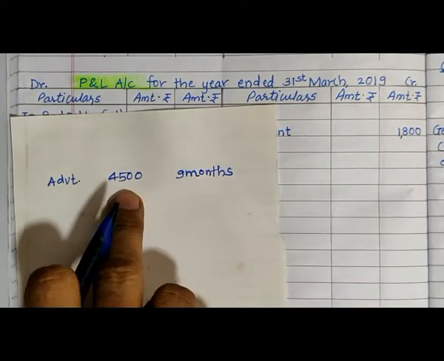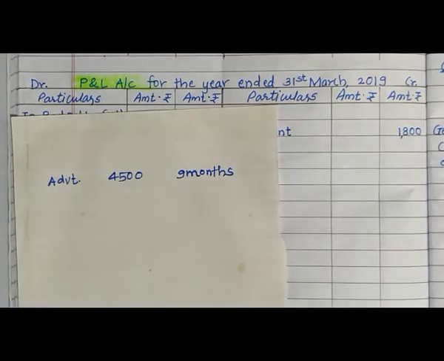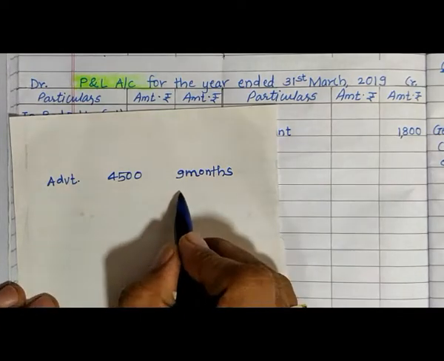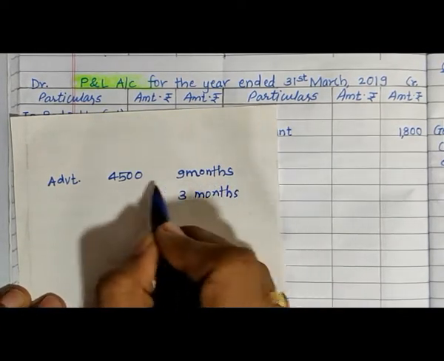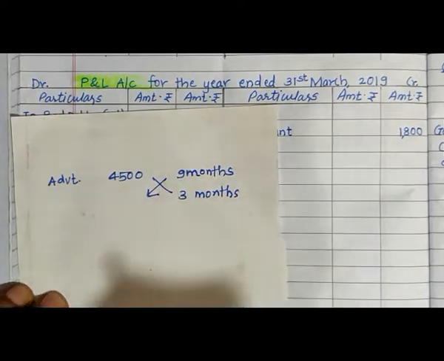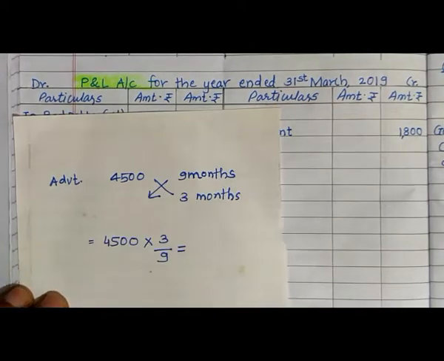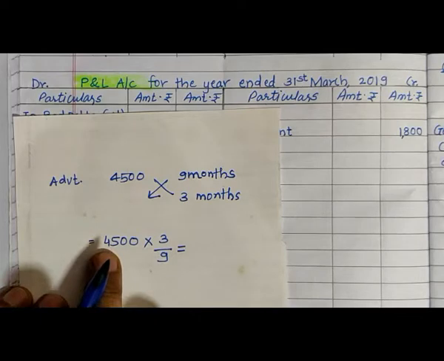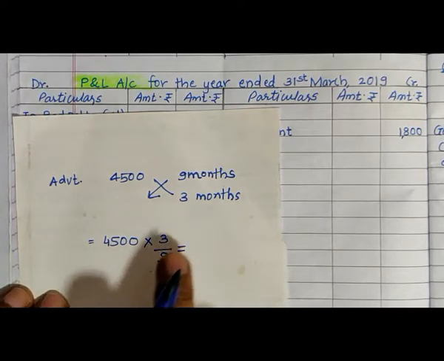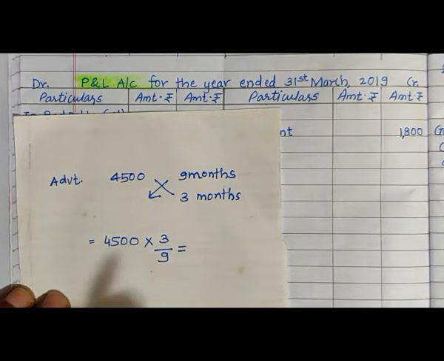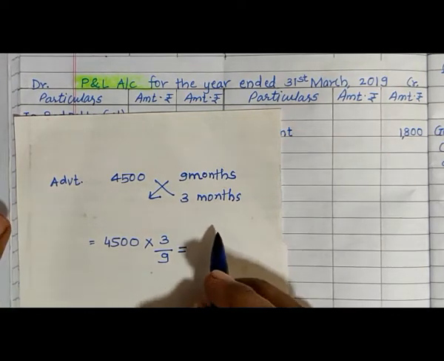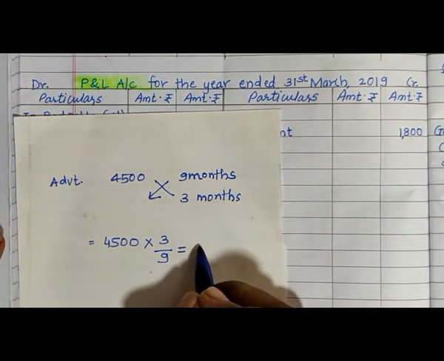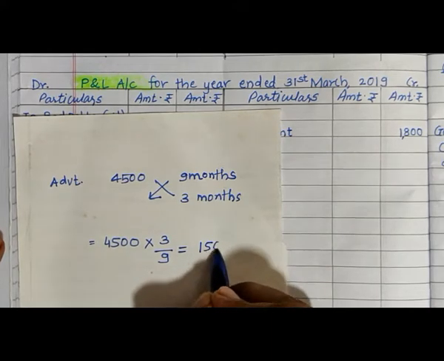4,500 is the expenditure incurred for 9 months. So for 3 months, we will go for cross multiplication. 4,500 multiplied by 3 months divided by 9 months. So the amount outstanding for 3 months is 1,500.